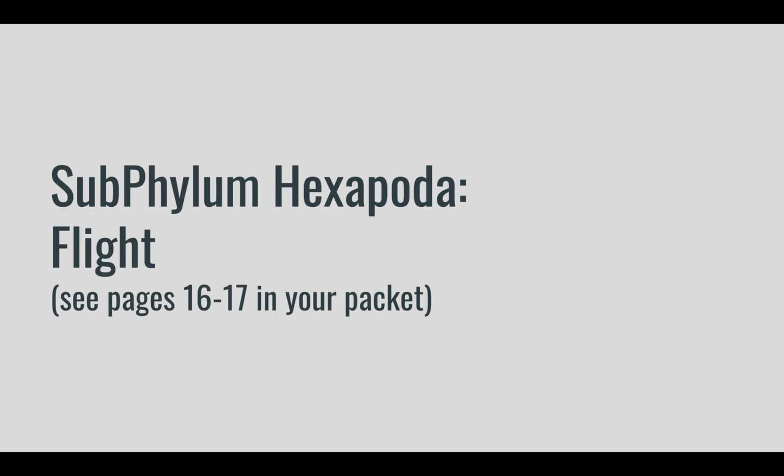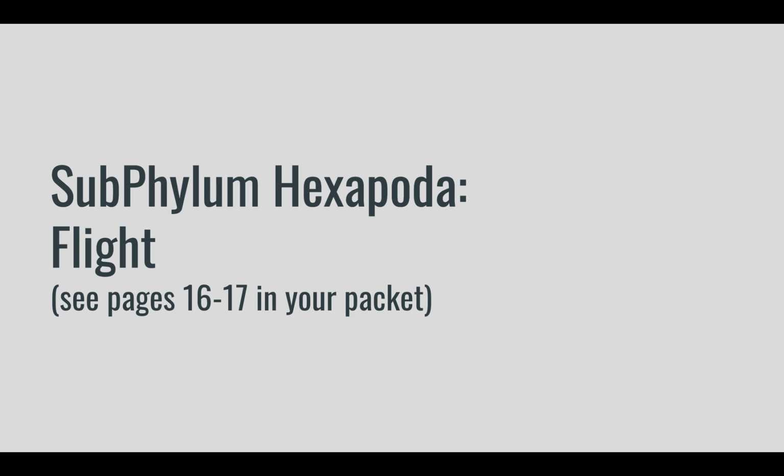And today we're going to talk a little bit about flight. We know that insect flight really involves one of two possible modes of action. We're going to talk about direct flight mechanism and indirect flight mechanism. If you want to refer to pages 16 through 17 in your packet, you can. That shows some pictures, but really all the information you're going to need is going to be in this presentation over the next couple of slides.